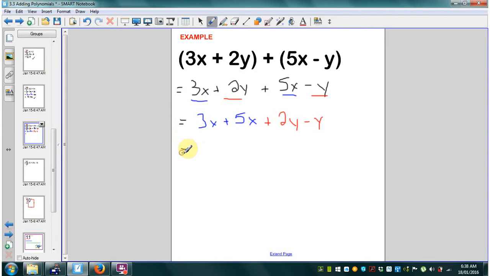So now 3x plus 5x is 8x. 3 apples plus 5 apples, 8 apples, okay. And then we have positive 2y, subtract a y. So 2 minus 1 is just 1, positive 1y. So I'm going to leave my 1 out and just write it as y. Double check anything else to go together. No, these are unlike terms, so this is our final answer.